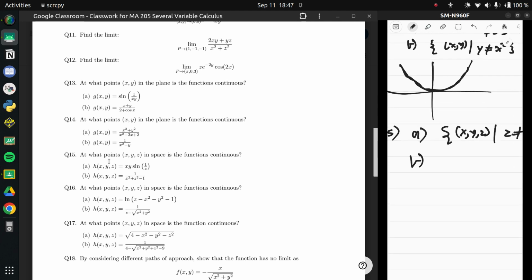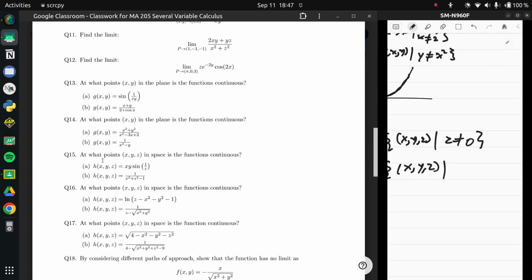D is 1 upon x square plus z square minus 1. So y can be anything, sure. What's the condition? The only condition is that x square plus z square should not be equal to 1. I don't get it. Why am I even doing this? So x square plus z square is not equal to 1.